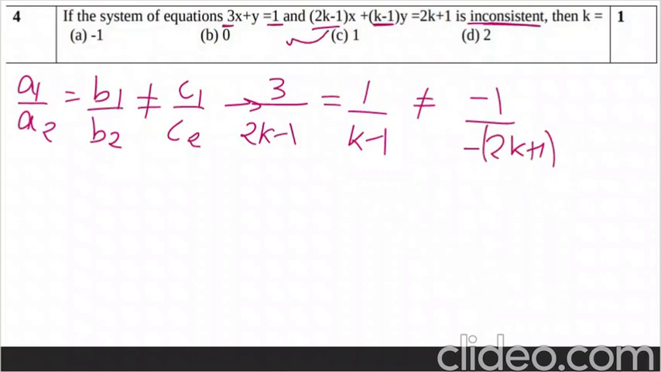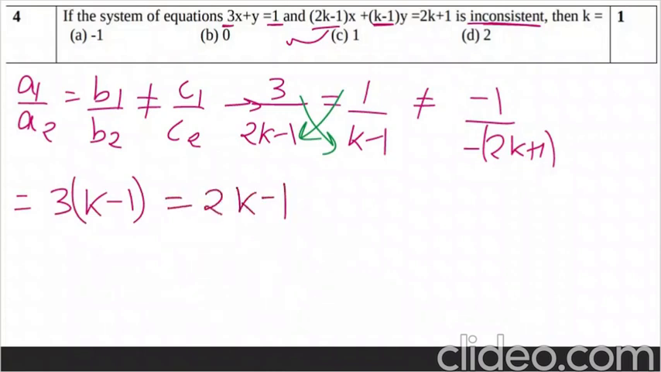Now, I can do cross multiplication over here. Cross multiply, so what will it become? After cross multiplication, I'll get it as 3 into (k minus 1) is equal to (2k minus 1) into 1. Correct, (2k minus 1) into 1 is nothing but 2k minus 1 only, isn't it? So here, open the brackets. 3k minus 3 equals 2k minus 1.